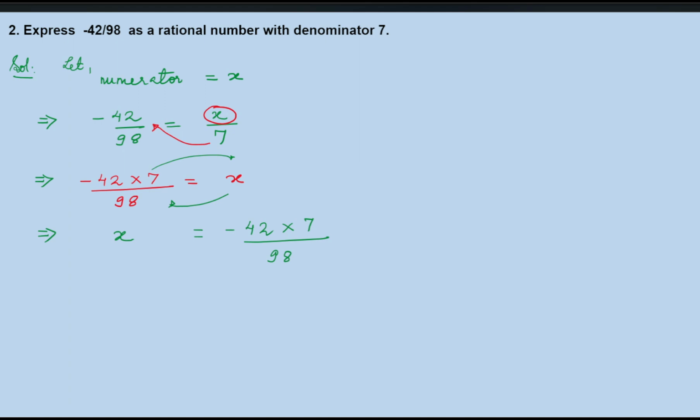Now let us do some cancellation. So on cancelling, 7 ones are 7, correct? 7 ones and 4 times, correct? Next is 14 ones are and 14 threes are. So what do you have after cancellation? You have minus 3 into 1 by 1, which all together means that the value of x is what? Minus 3. So now we have the rational number whose denominator is 7.